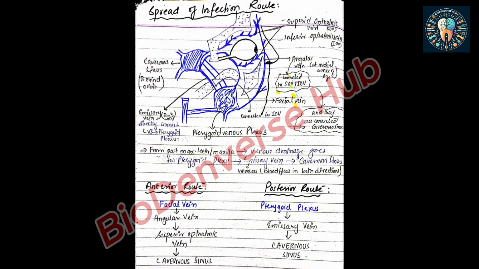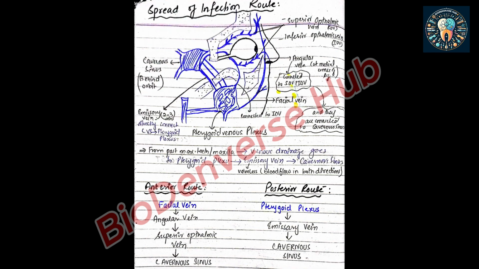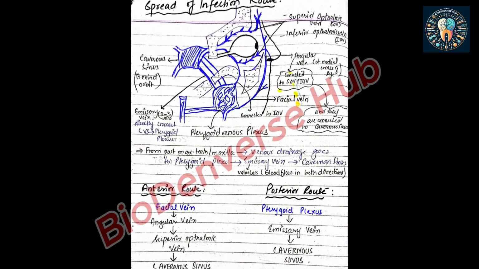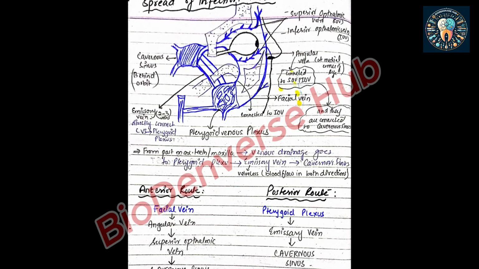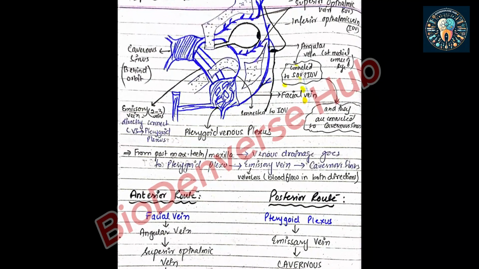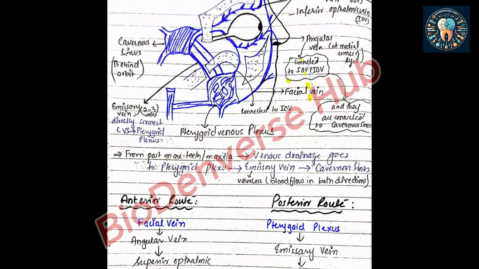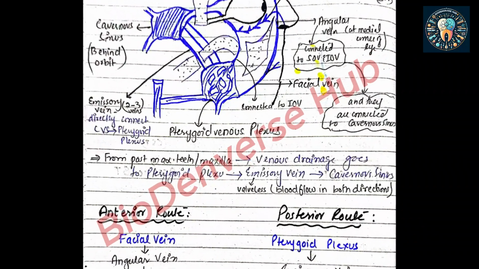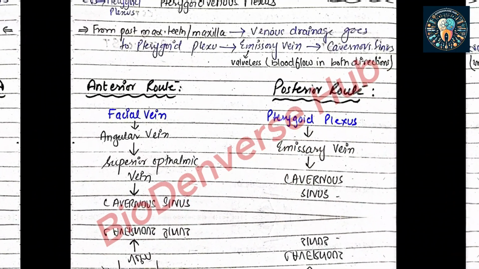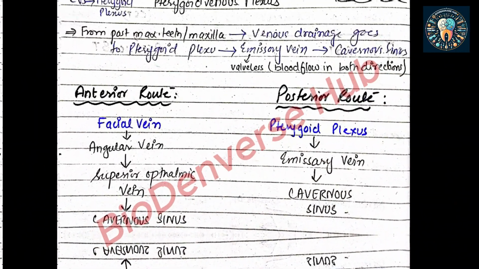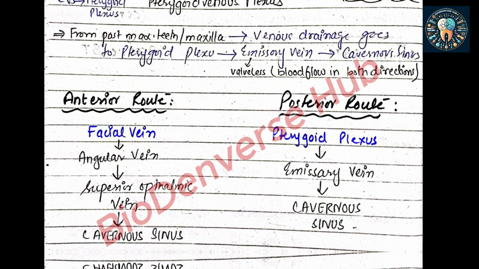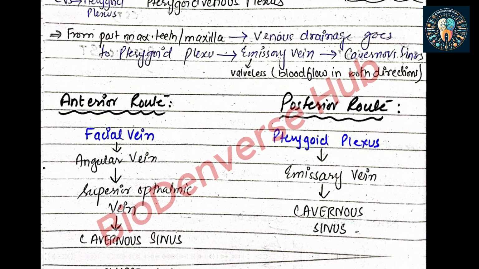So basically, there must be some pathways or connections between these things that will be leading towards their involvement. So we will be studying those connections and pathways in the spread of infectious route. So first of all, let us study the anterior route. For the anterior, you first need to know about the facial vein. We will be posting a video in the head and neck anatomy on the venous supply of the face. You must watch that video about the facial vein.